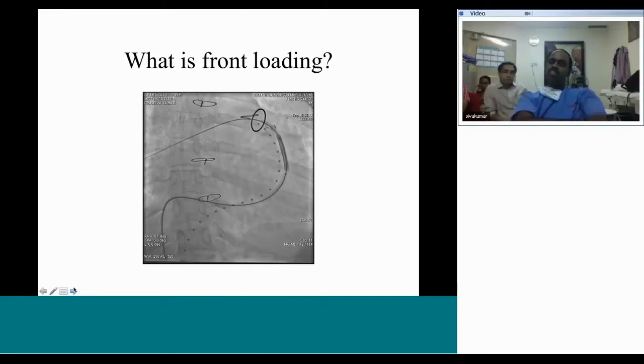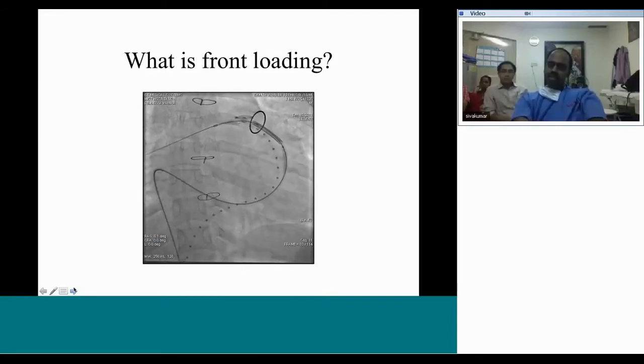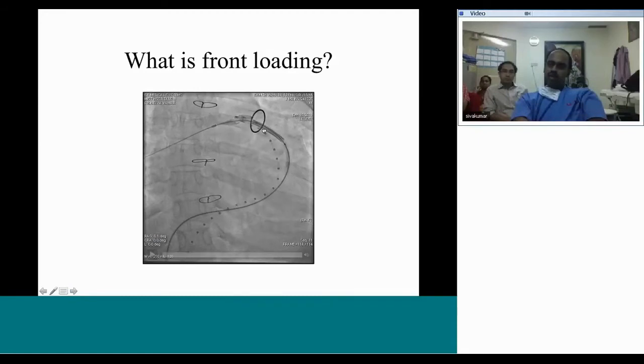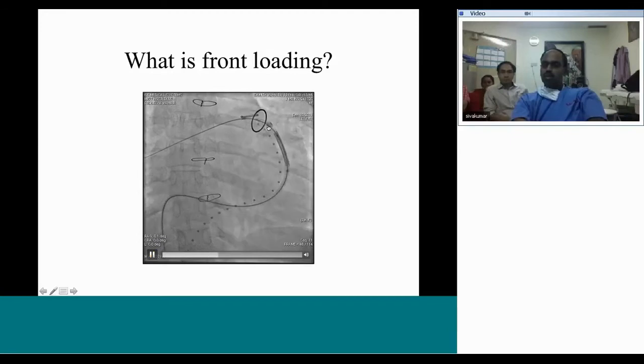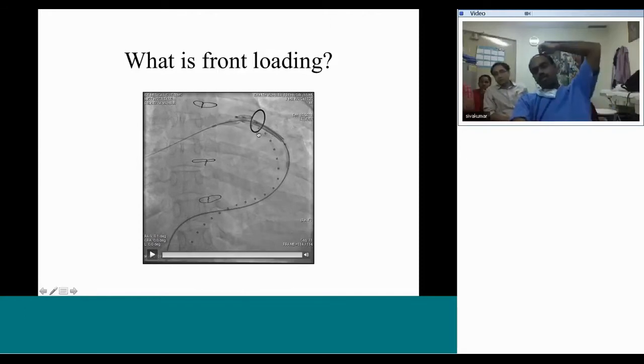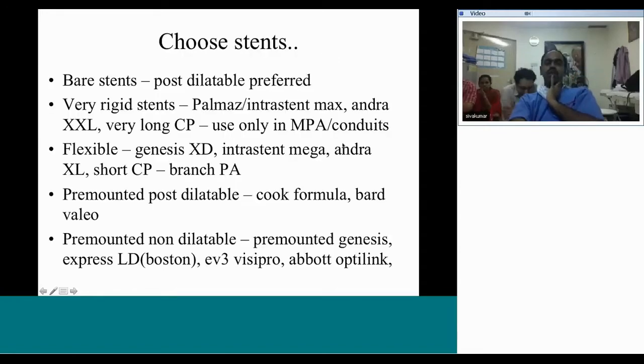What is the front loading technique? Sometimes the sheath will not cross. In that case, you take this balloon, load the stent, and use the balloon tip as the dilator for the sheath. You see here, now this is the balloon. The balloon's tip is actually acting as the dilator for the sheath tip. And then you push the stent across the narrow end. This round structure is actually a Hancock conduit. Hancock conduit is a Dacron conduit with a valve inside, with the animal tissue valve inside.